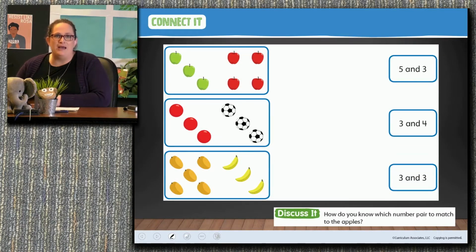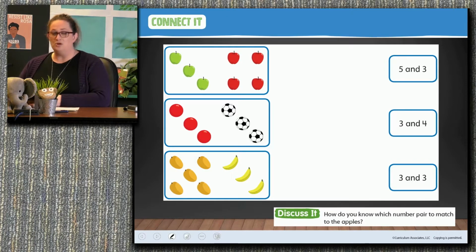Ooh, I love matching. Do you love matching? What do you think we're going to do here? It says connect it. What are we going to do? There's a question. How do you know which number pair to match to the apples?